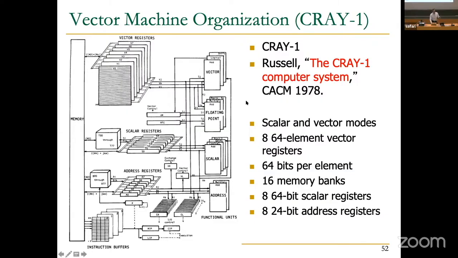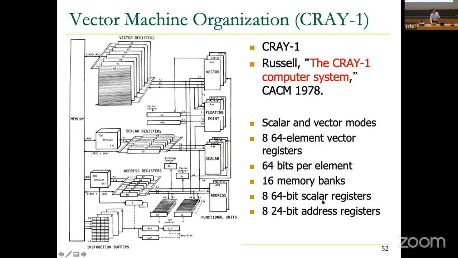Okay, 16 memory banks. We're going to talk about that. So memory needs to be heavily banked so that you can actually get 1 element per cycle from memory. How you sustain 1 element per cycle is important for a vector processor. For array processors, you need more than 1 element per cycle from memory. Okay, for a vector processor, we start with 1 element per cycle.